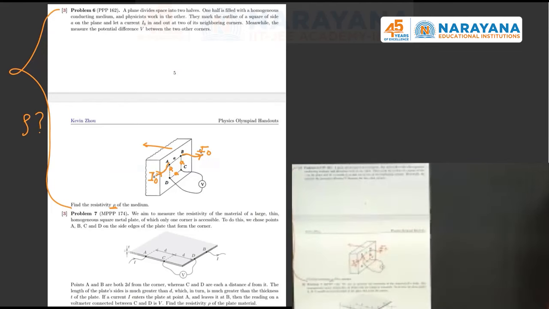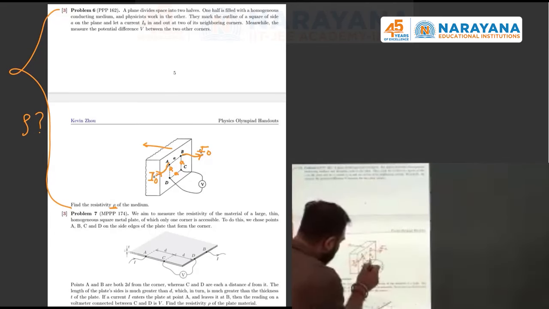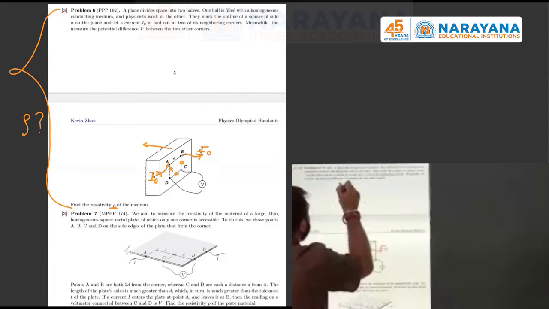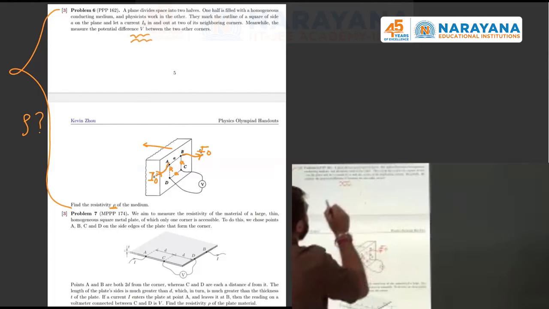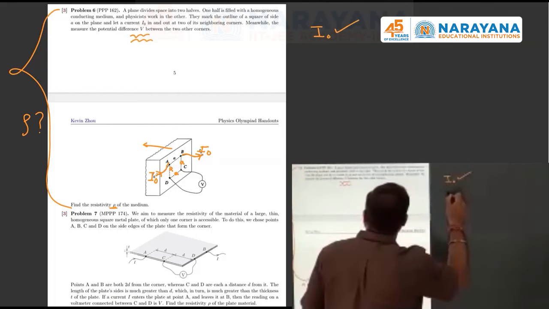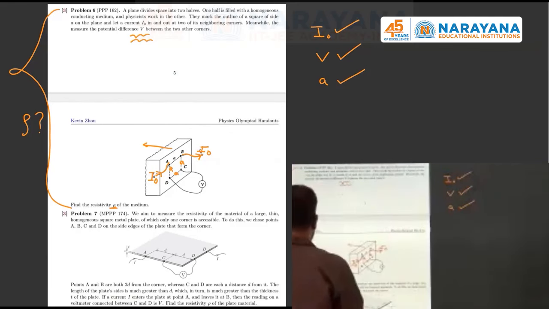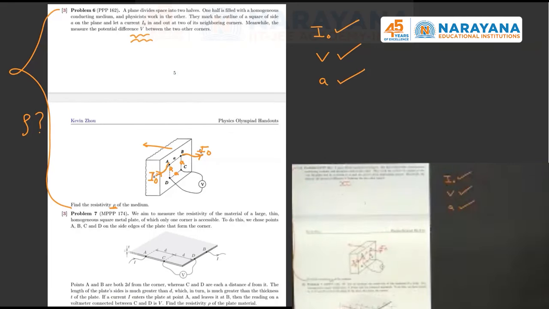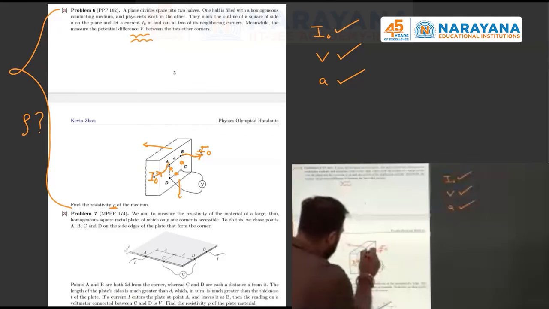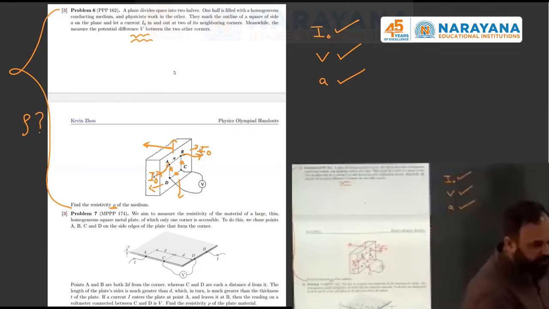The setter has said that if you connect an ideal voltmeter between 2 points C and D on this plane, he notes a potential difference of capital V between those 2 points. So remember, I naught is given data for you. V is known for you. A, the edge length of the square, is also given. Resistivity rho is the unknown parameter. And remember, the material is extending up to infinity in all these directions.